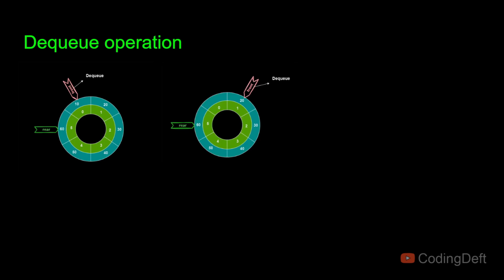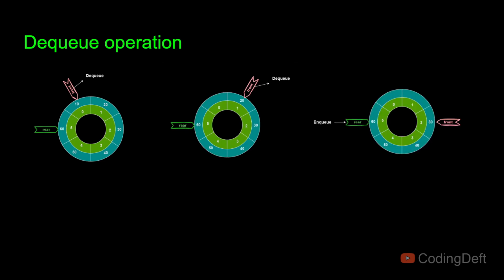So this is how the queue looks like now. We will dequeue from the front, and the front moves further, and 10 is dequeued. We will dequeue one more element, that is 20, and now front points to 30, and now we have space to enqueue more elements, so we will enqueue here.